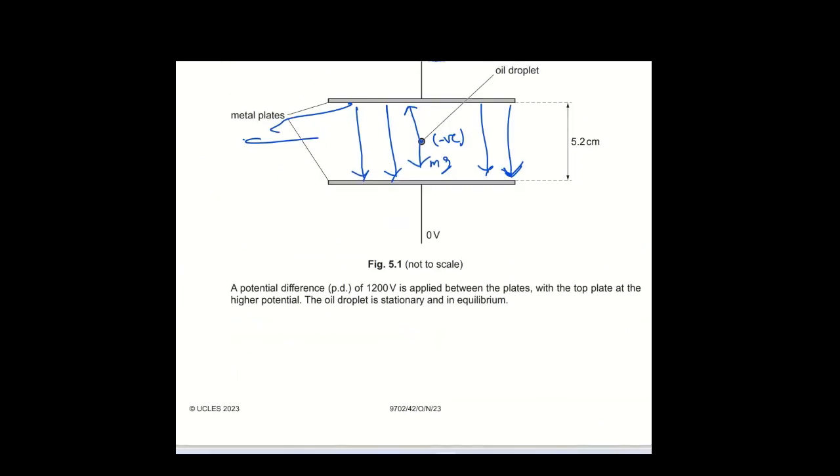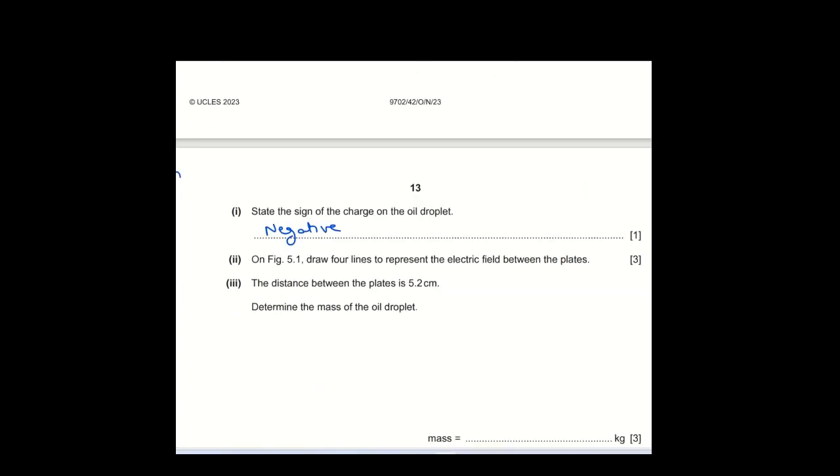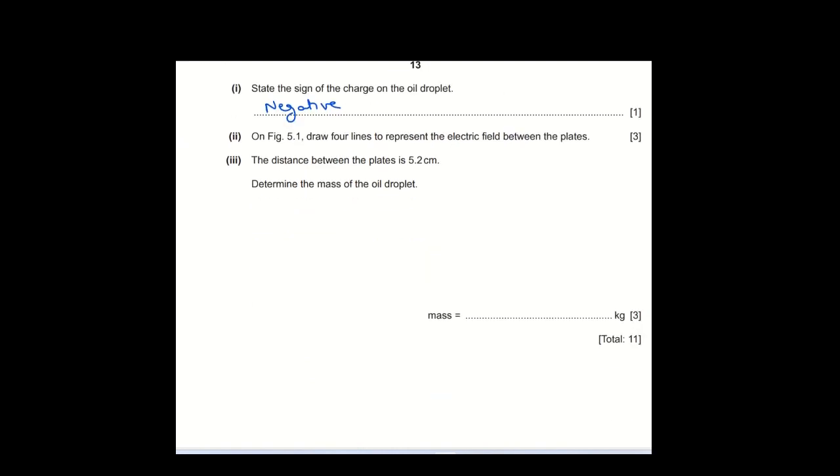Here it is given that the oil droplet is stationary and in equilibrium. This means net force is 0. So weight mg is balanced by the electric force here. So mass we have to calculate. So mass is equal to QE by g. But Q we know, we have calculated, g value we know, E is not given, we are provided with the value of V, and we know that E can be written as V by d, and d here is given, so m will become QV by gd.